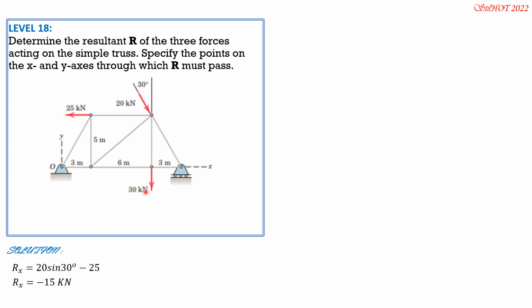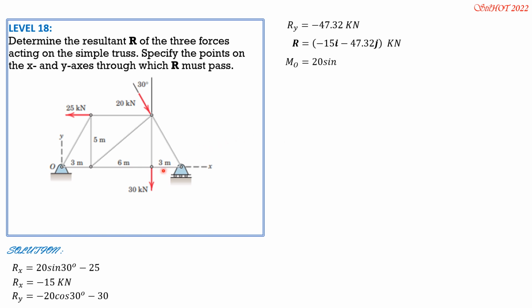Ry, there are two forces with y components. Both are downward, so beginning with 20 here, negative 20 cosine of 30, then minus 30. So Ry is equal to negative 47.32 kilonewtons. So the resultant therefore in vector form is quantity negative 15i minus 47.32j kilonewtons. And let's compute moment about O so that we can find the X and Y intercepts. Let's transfer the force and components later.